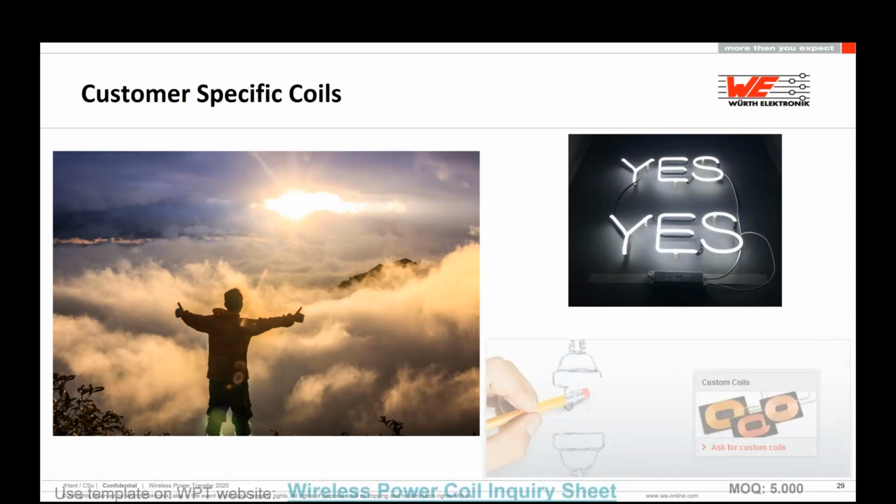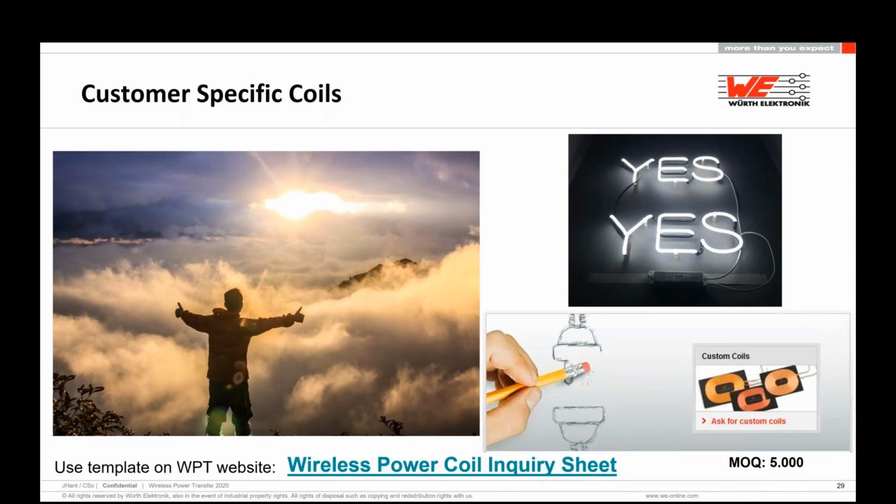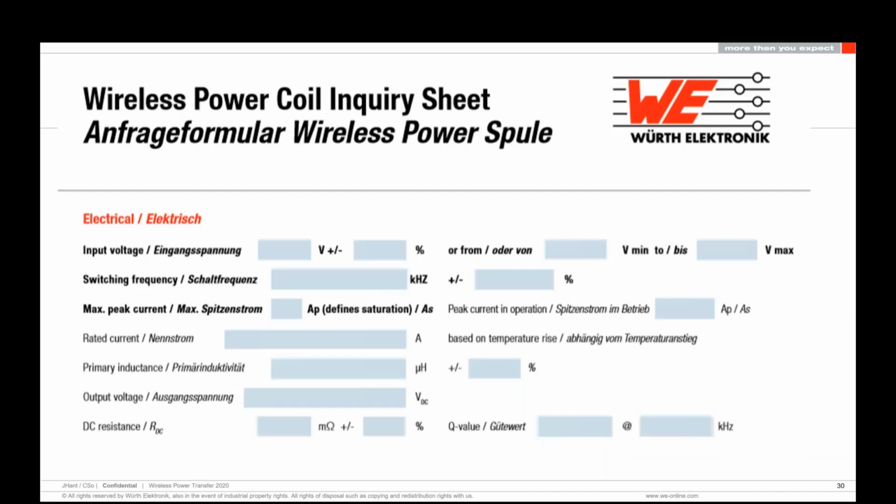What you have to do: go to our website, go to the custom coils on the right-hand side, click on it, and you will go to the inquiry sheet. At the inquiry sheet, you have to fill in some basic parameters, which could be the input voltage, the frequency, the currents. Maybe you have an idea of your inductance and tolerances or the DC values and Q factors.